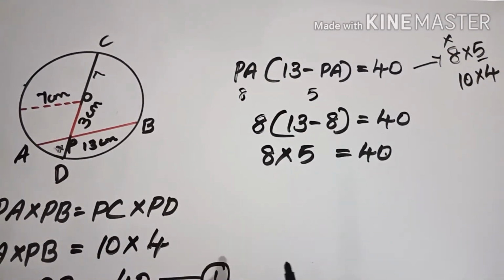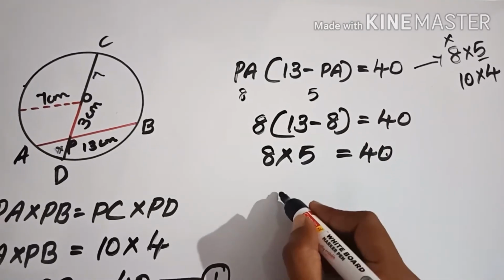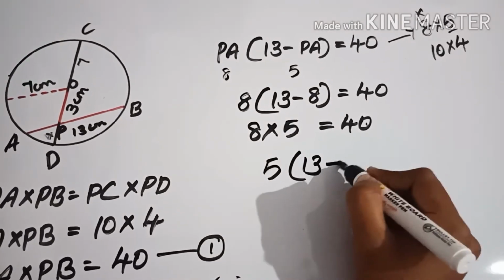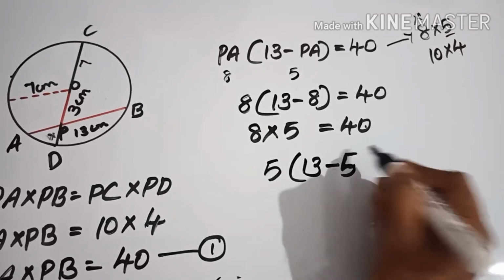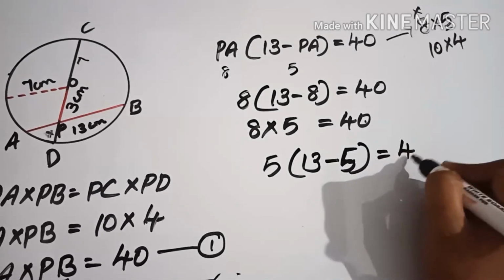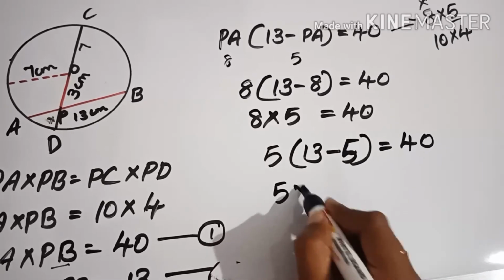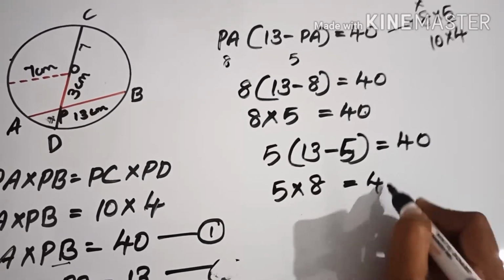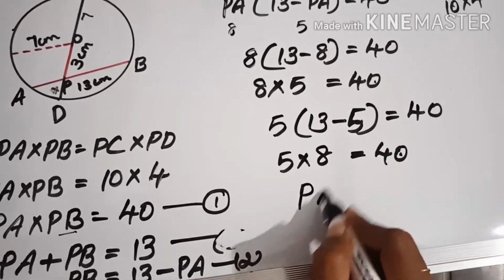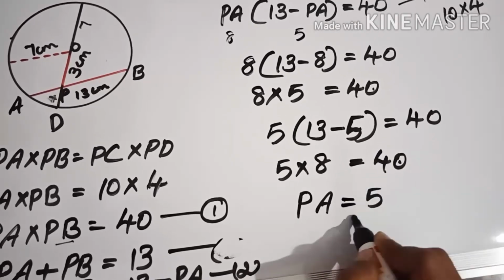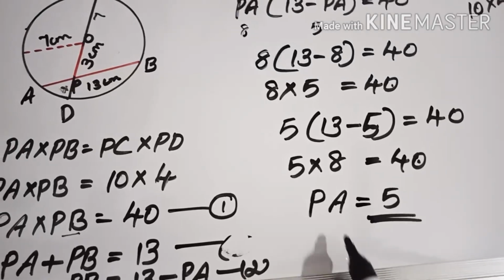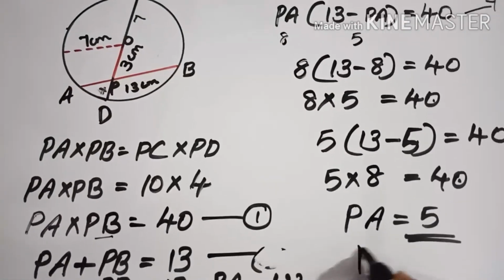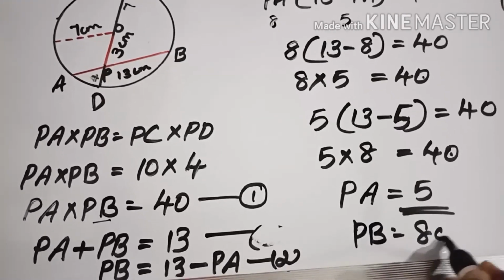If we are considering PA as 5 centimeter, 5 into (13 minus 5) should be 40. Let's check. 13 minus 5 is 8. 5 into 8 is 40. That means PA equal to 5 is the correct answer. So PA is 5 centimeter, and PB will be 8 centimeter.